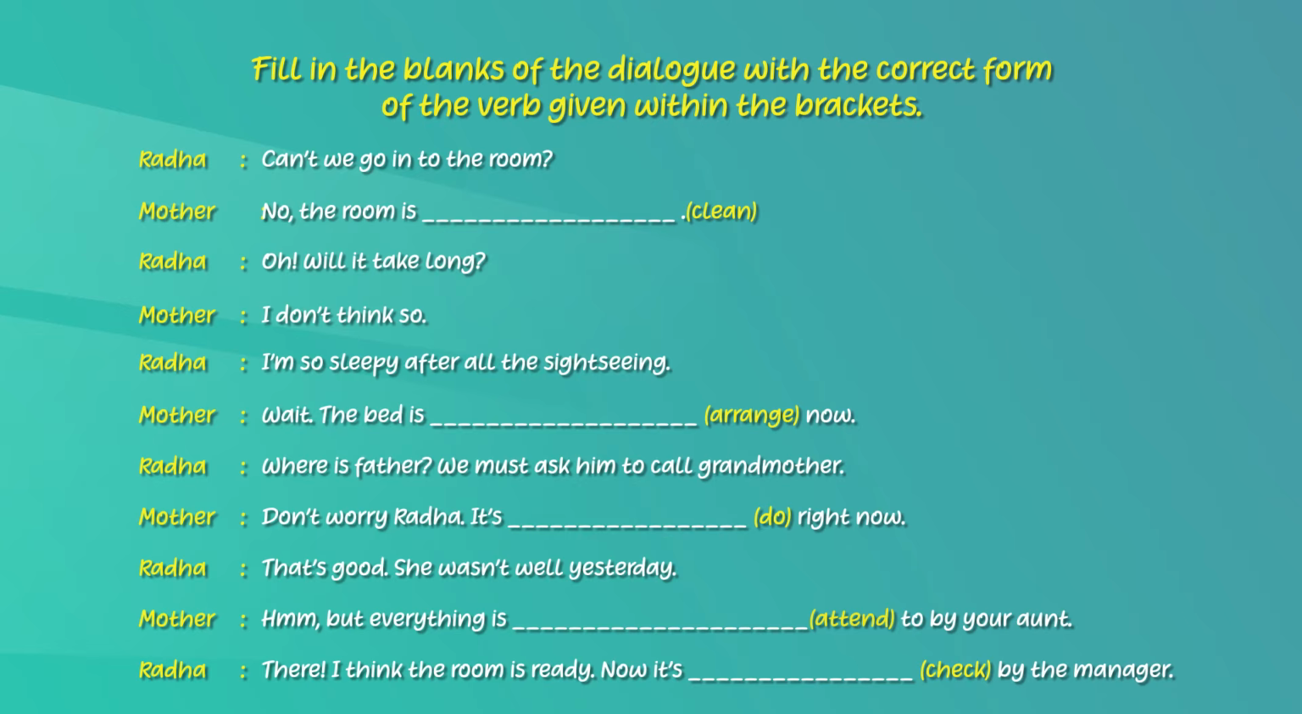Okay children, now that you know how to write sentences in passive voice, I want you to try Activity 5 on page 26 of your textbook on your own. Now let's do an exam type activity. In this activity you have a dialogue with blanks. You have to fill in the blanks with the correct form of the verb given within the brackets. You can pause the video and do it now. Start now.